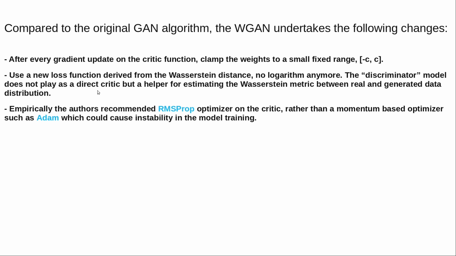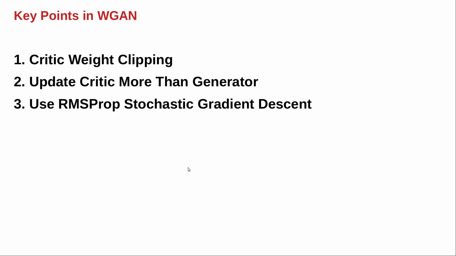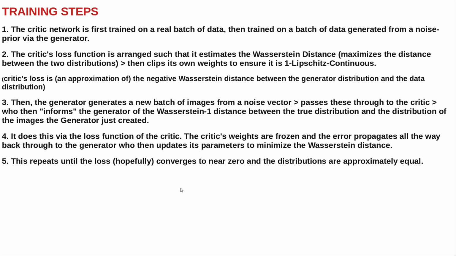Then the next point is, use a new loss function derived from the Wasserstein distance. No logarithms anymore. The discriminator model does not play as a direct critic, but a helper for estimating the Wasserstein metric between real and generated data distribution. And empirically, the authors recommended in WGAN RMSprop optimizer on the critic rather than a momentum based optimizer such as Adam, which is normally used in other regular GANs like DCGAN. So the main 3 points in WGAN are critic weights clipping, then update critic more than generator, and use RMSprop stochastic gradient descent. So putting it all together, this is the workflow of WGAN.